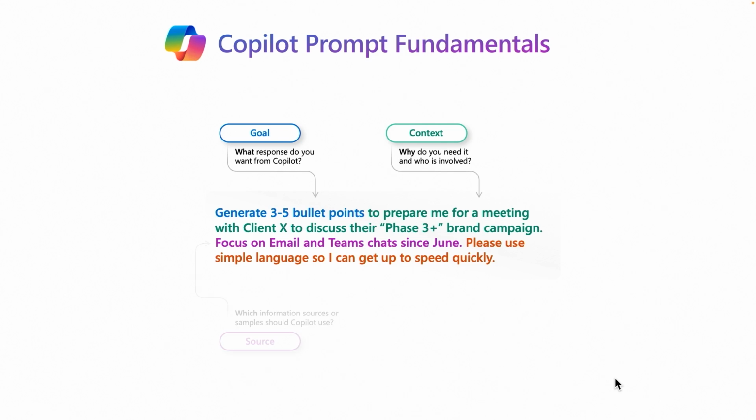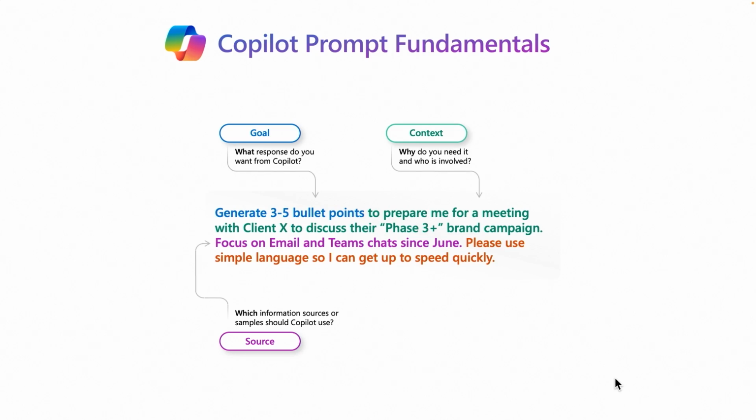But in addition to that, there might be a little bit more you want to add when it comes to what's the source of some of this information. So notice we want to focus on email and Teams chats, and even since June. So we're kind of giving it a filter, if you will. Yes. And then the last thing, please use simple language, is what are the expectations we want to tell the LLM, the large language model, to do?